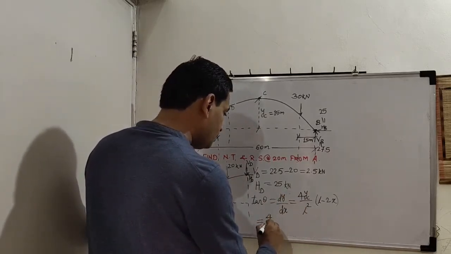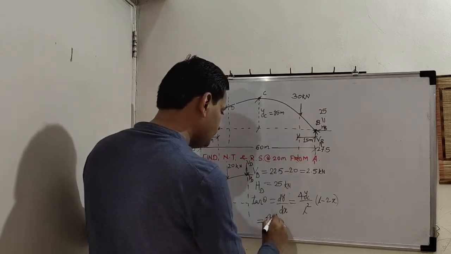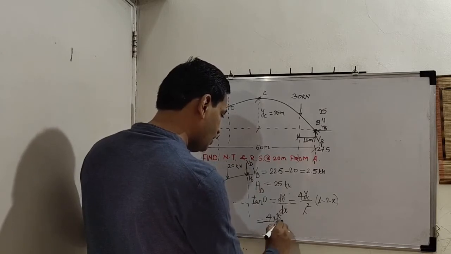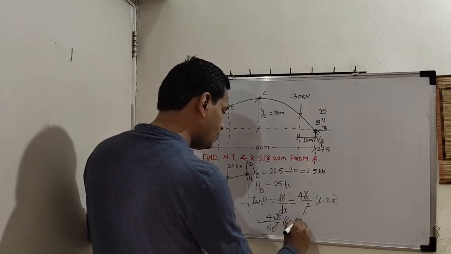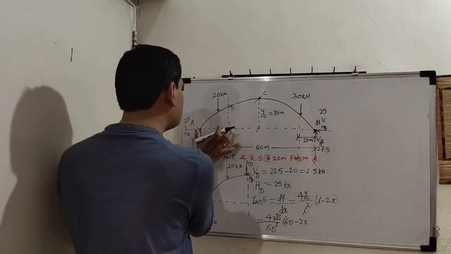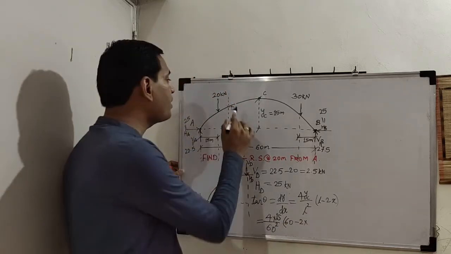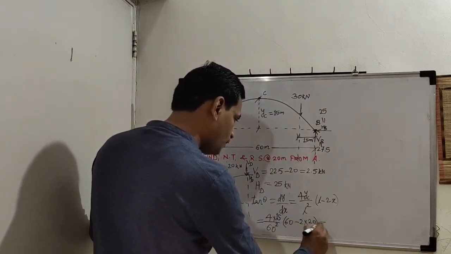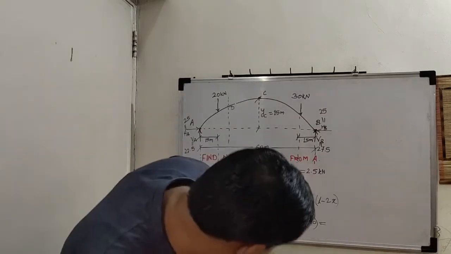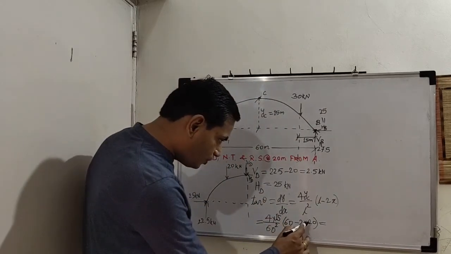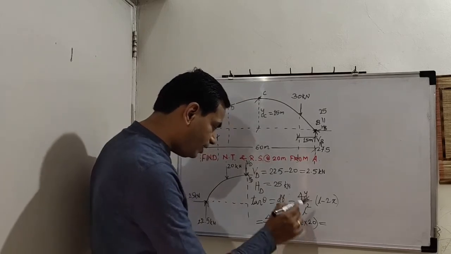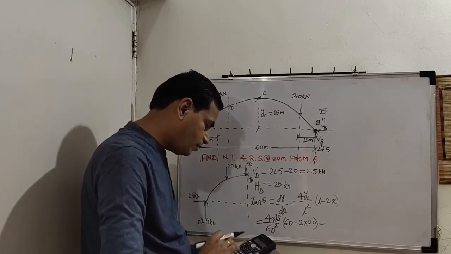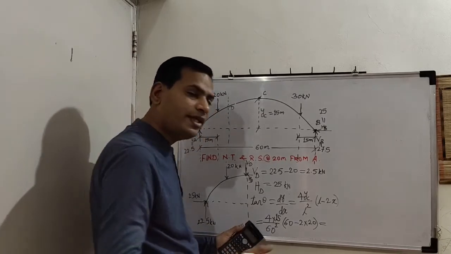So 4 times 15 upon span 60. So 60 square into 60 minus 2 times, what is x? X is the distance of point D from support A, 20 meters. So find out this value now. So 60 minus 2 times 20 is 40. 60 minus 40 is 20. So 4 into 15 into 20 upon 60 square. Okay. So it is 0.33.